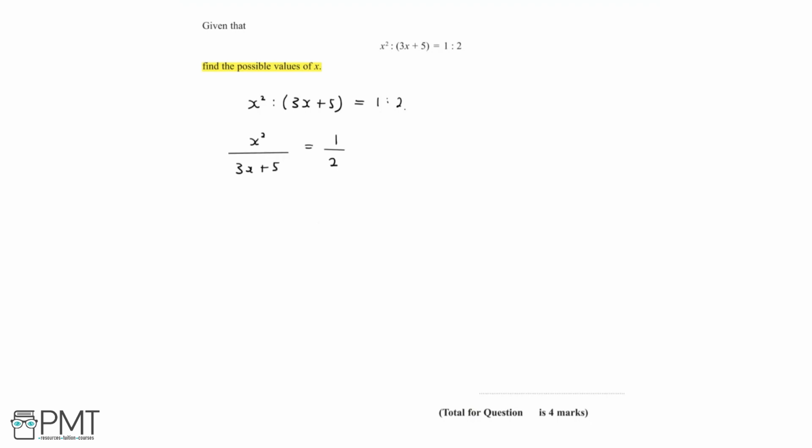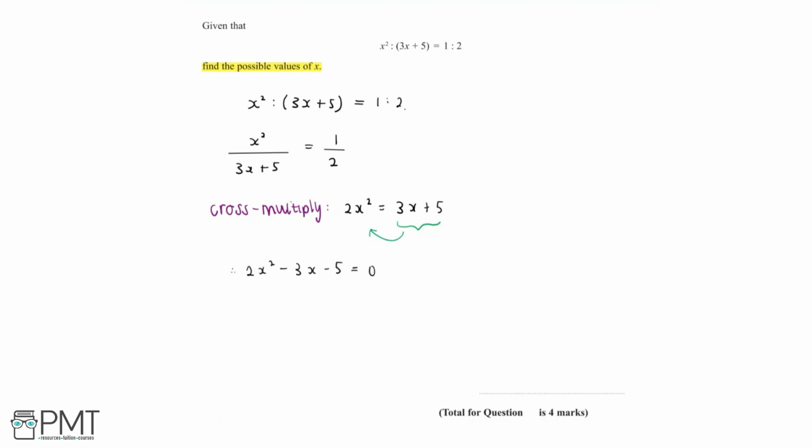Now to solve for x, we can start by cross-multiplying the fractions. When we cross-multiply, we get 2 multiplied by x squared is equal to 1 multiplied by 3x plus 5, and so we end up with 2x squared is equal to 3x plus 5. Now let's rearrange and write this as a quadratic equation equal to 0. We can do this by moving the 3x plus 5 over to the other side, and so we now end up with 2x squared minus 3x minus 5 is equal to 0.